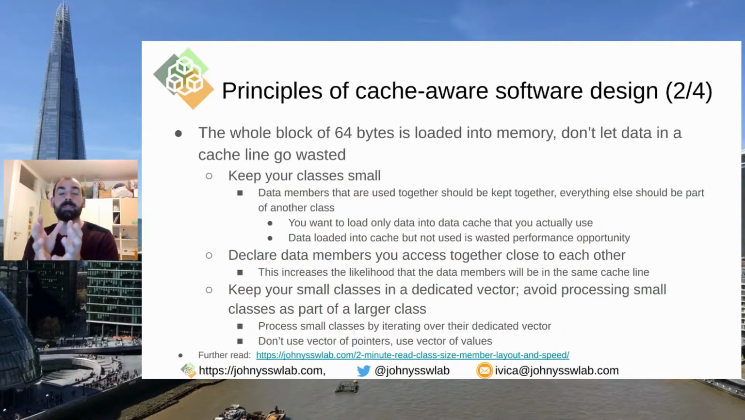So data members that are used together should be kept together. Everything else should be part of another class. You want to load only data into data cache that you actually use. Data that you don't load is a wasted performance opportunity. You need to declare data members you access together close to each other. We talked about that too. This increases the likelihood that the data members will be in the same cache line. You want to keep your small classes in a dedicated vector. You don't want to process small classes as part of larger classes. This will make things more inefficient if you do.